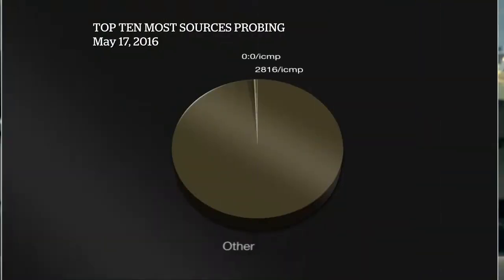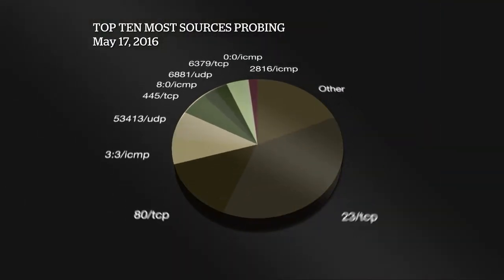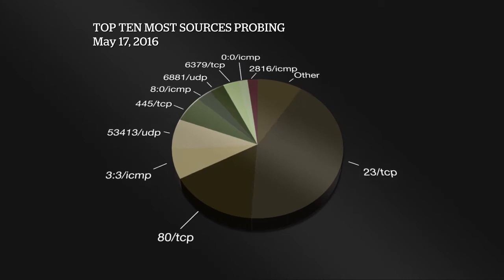Most sources probing, we have, again, 23 TCP at the top, 80 TCP bumped up 14 spots, port 53413 UDP is still pretty high up. Like I said, that's that Netis router backdoor. 445 has gone down 1 spot, not a significant change to me. 6881, I believe, is related to BitTorrent in some way, and that seems to have held fairly stable.